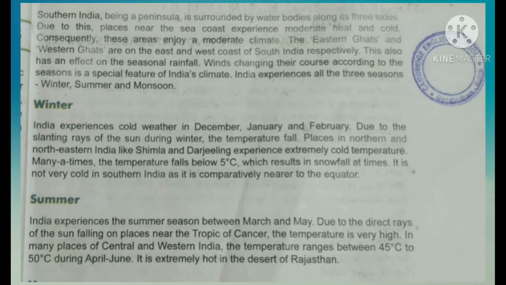In many places of central and western India, the temperature ranges between 45 degrees Celsius to 50 degrees Celsius during April to June. अब बहुत जगह ऐसी है कि सेंट्रल और वेस्टर्न इंडिया में जहाँ जो टेम्परेचर है 45 से 50 डिग्री तक रहता है अप्रैल से जून तक. It is extremely hot in the desert of Rajasthan. इसी वजह से जो राजस्थान का डेजर्ट एरिया है वहाँ बहुत गर्मी होती है.